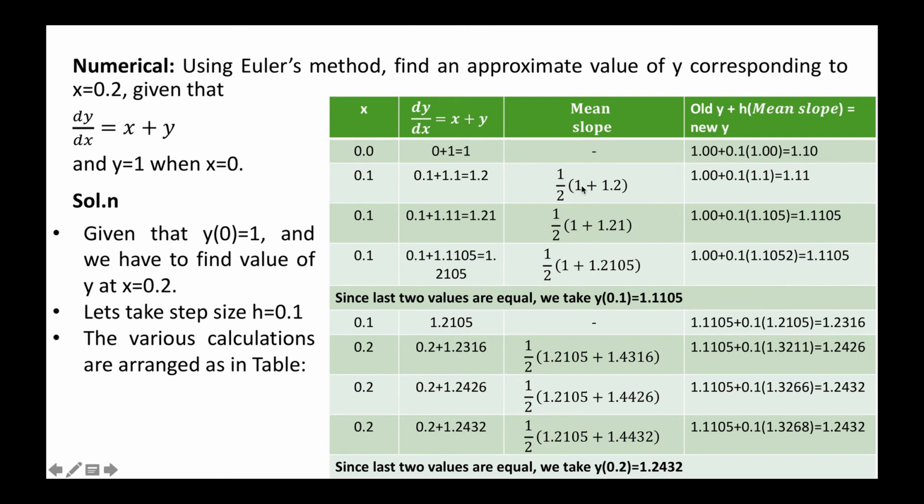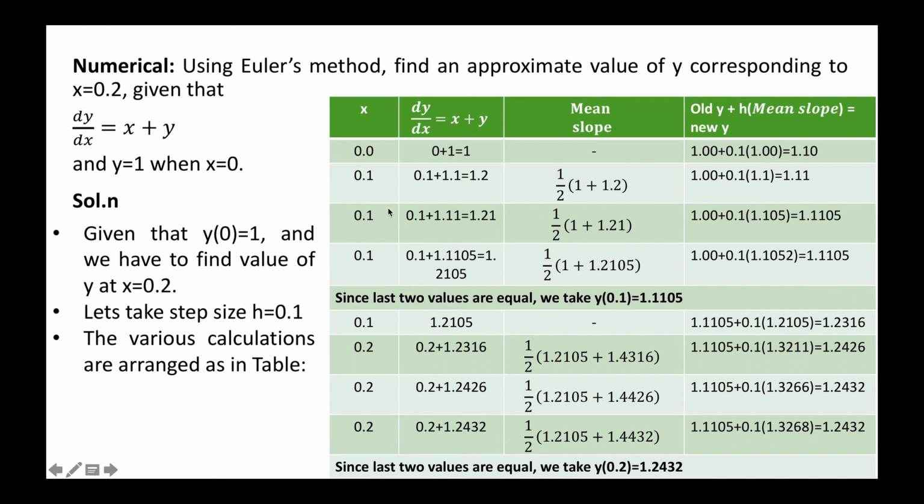Now the mean slope is 1 by 2 times the initial value of the slope at point P, which is 1, and at point P1 we have 1.2 now. Okay, so now we have the mean slope. The modified Euler formula is 1 plus step size into mean slope, which is 1.1. On solving this, finally we have the new value of y, 1.11.